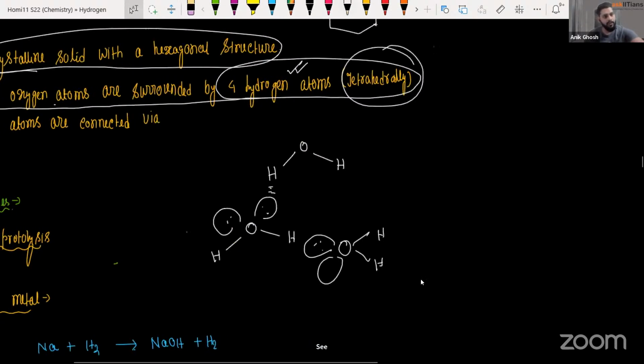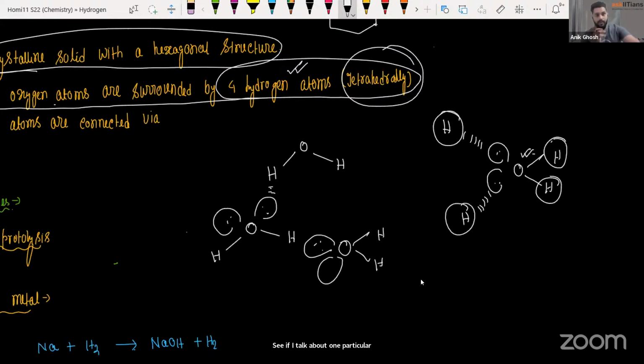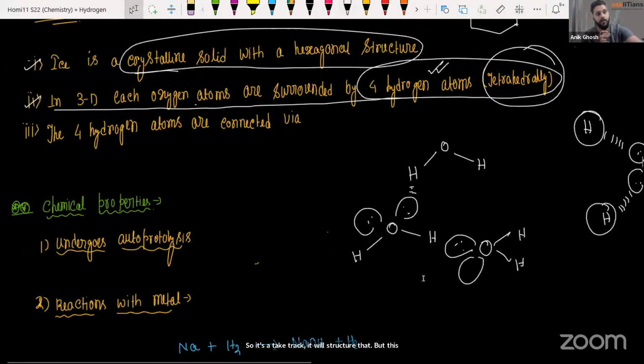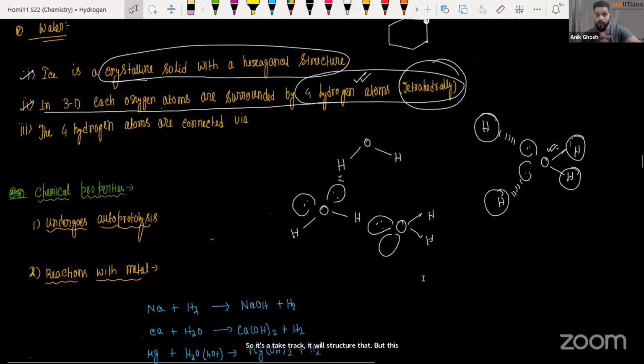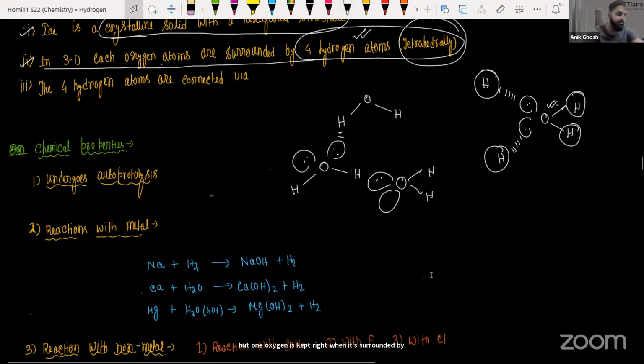let's draw one oxygen here, with hydrogen, hydrogen. These are the 2 hydrogens. Now, what are the remaining 2 hydrogens? They are here, forming the hydrogen bonding. So if I talk about one particular oxygen, it is surrounded by 4 hydrogen atoms. So it's a tetrahedral structure that they make with these 4 hydrogens. The overall structure looks like a hexagon, but one oxygen is tetrahedrally surrounded. Understood?